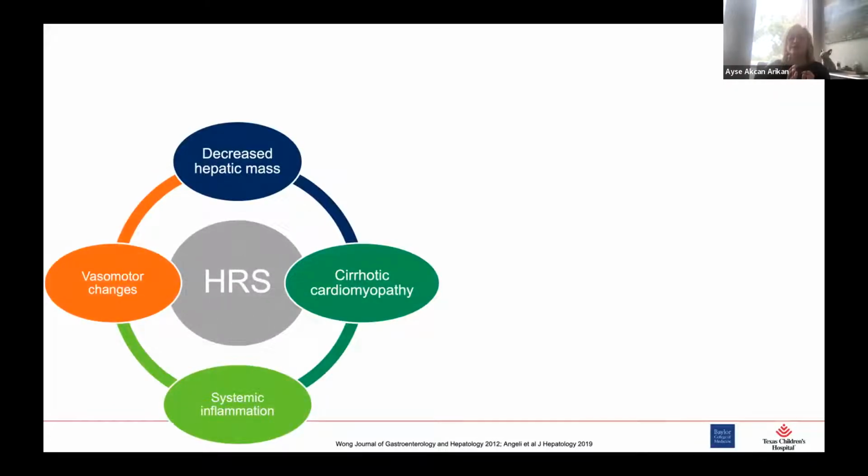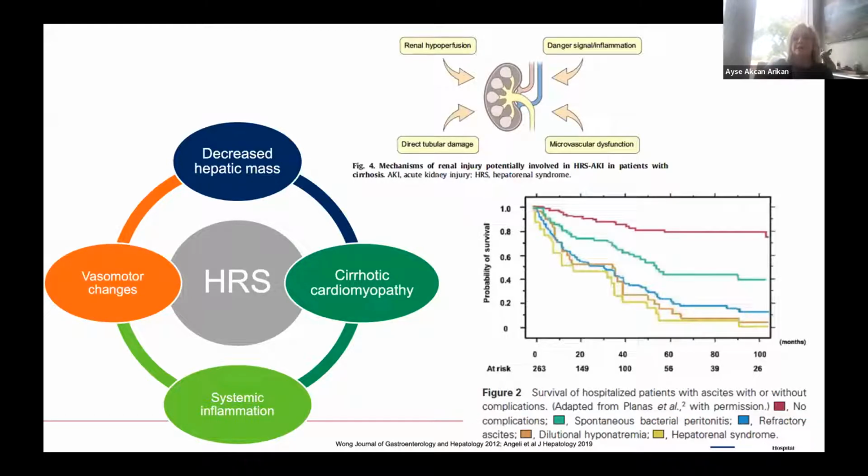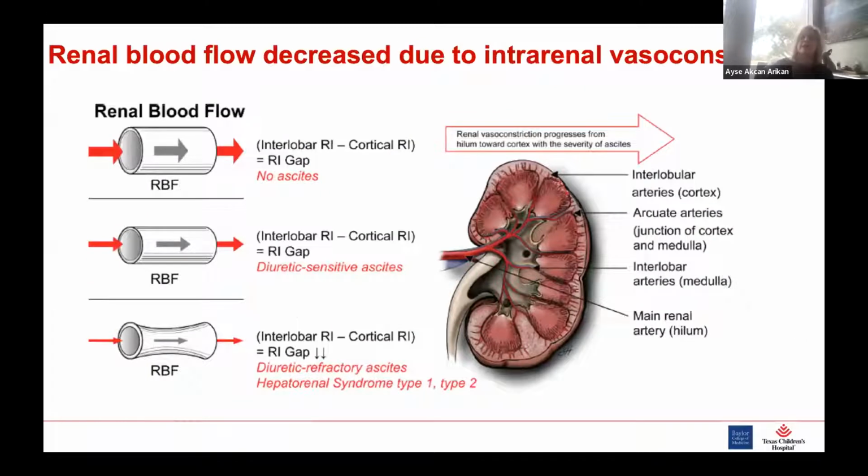So in hepatorenal syndrome, vasomotor changes are driven by this splanchnic vasodilatation and the decrease in effective circulating volume. However, now we understand that there is two more legs, if you will, to this tripod. One is cirrhotic cardiomyopathy, the other one is systemic inflammation. And multiple factors come into play to present the patient in hepatorenal syndrome. And our understanding of these two foundational pillars of the pathophysiology is instrumental to managing these patients better.